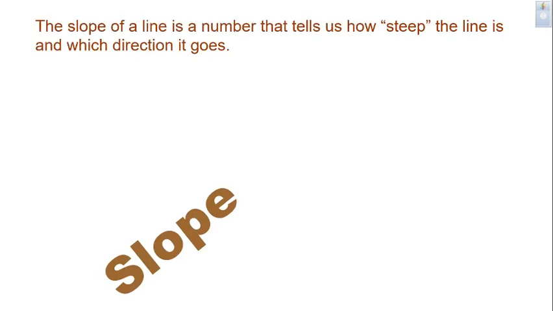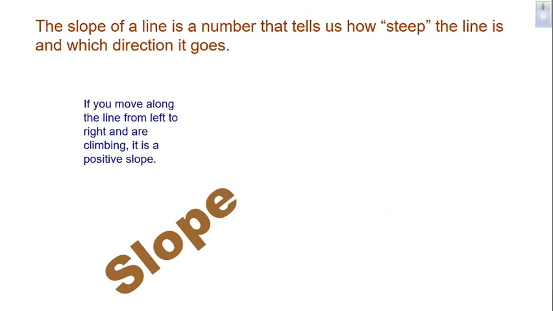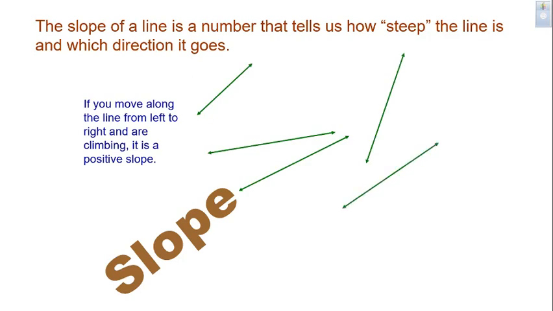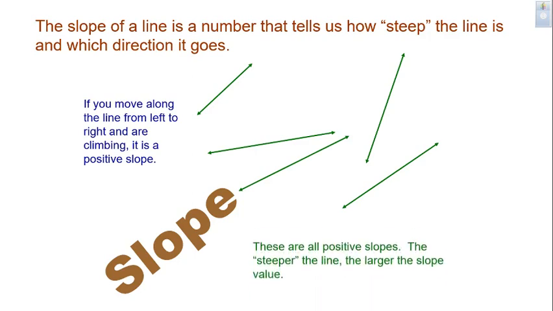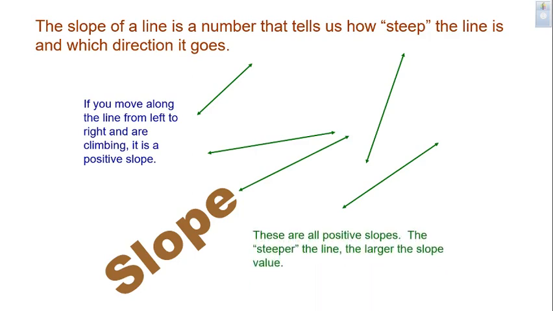Now let's talk about the slope. The slope of a line is a number that tells us how steep the line is and in which direction it's going. In other words, how fast does the y value change compared to the x coordinate. The bigger the slope, in terms of size, the steeper the line. And the smaller the slope in terms of size, the less steep the line is.